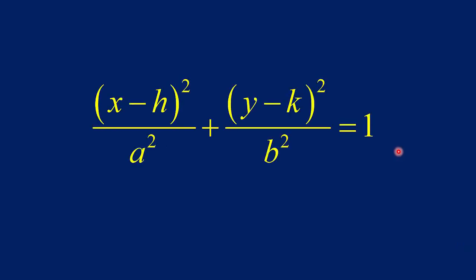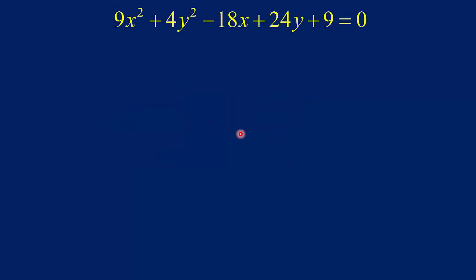When we're working with ellipses, we like for them to be in this form mathematically, because when they're in this form, we can easily see what the center is. And then we can easily determine the vertices and the foci. But what happens if we have something like this?